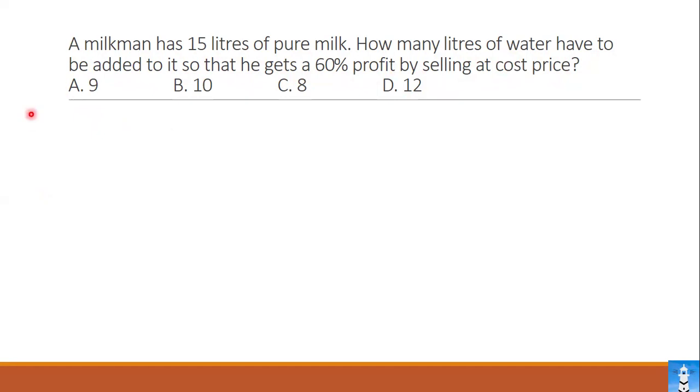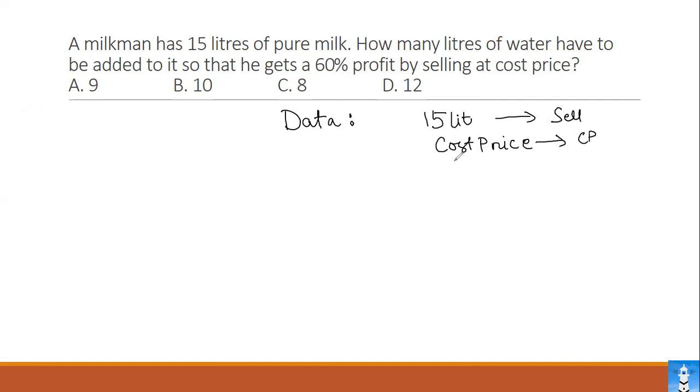So what is the information that is being given in the problem? Well, this you don't have to write, but for the sake of explanation, I'm writing it down. You have 15 liters of milk that you can sell, and 15 liters of milk will cost you something, let's say CP, the cost price, and you have to sell it at cost price. But if you sell 15 liters of milk at cost price, then you will have no profit. So you have to make a profit of 60%.